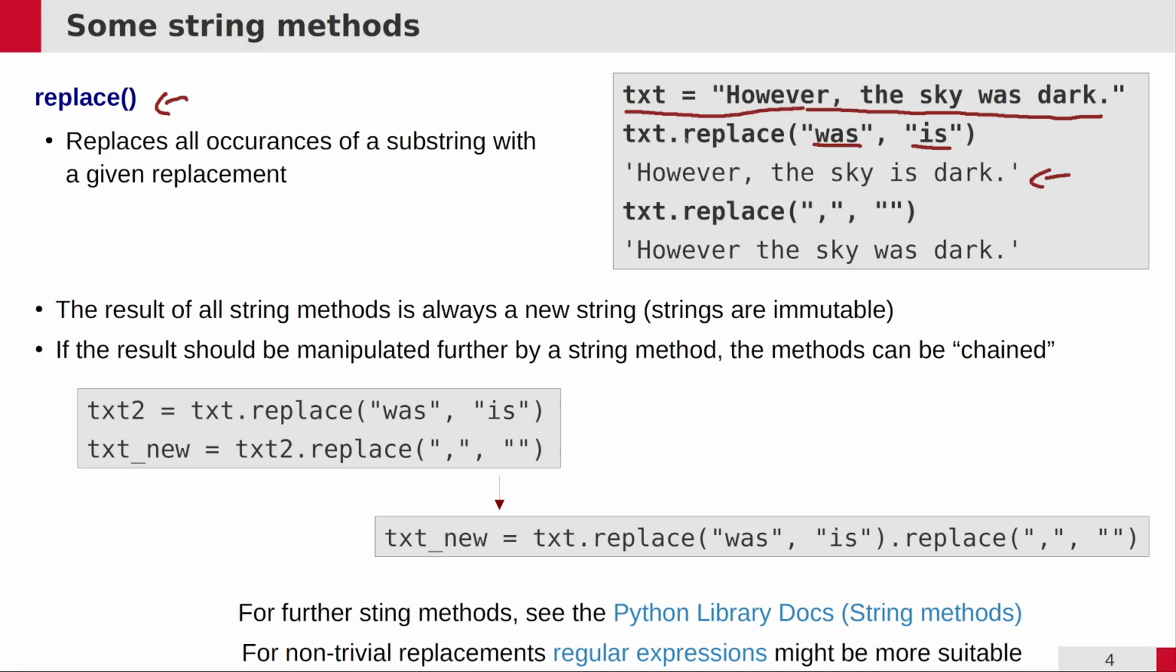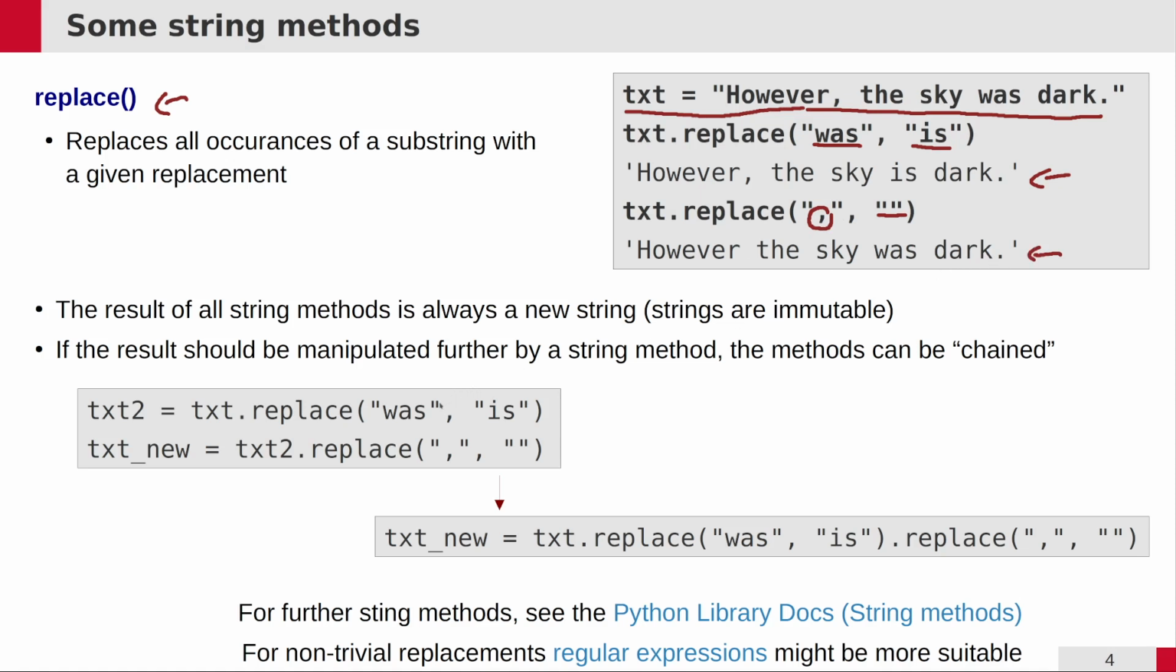I'm just calling txt.replace with the old value and a new value, and I get a new string where this has been replaced. Of course, strings are immutable, so you always get a new string as a result. Or for example, if I wanted to replace every occurrence of comma with nothing, so basically I just want to eliminate the commas from the text, then I can just replace comma with the empty string, right? And then I would get a new string where all the commas have been eliminated.